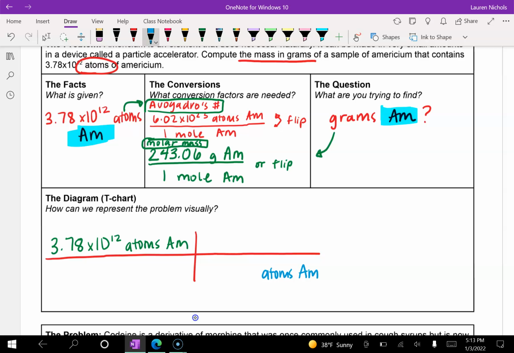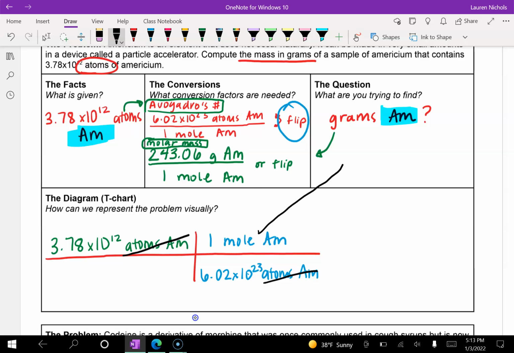Now, when we look at atoms, it is only in Avogadro's number, but the way we have it written right now, atoms is in the numerator, and we need it in the denominator. So that means we're going to have to use the flipped version of this. So we're going to put 6.02 times 10 to the 23 atoms at the bottom and the 1 mole of americium at the top. Now, this is good because it allows atoms of americium to disappear. It cancels out when you have it in the numerator and the denominator.